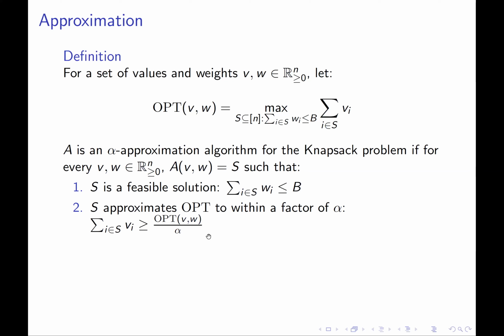So if we have a 2 approximation algorithm, that means our algorithm is always guaranteed to find a solution that achieves at least half of the optimal social welfare. If we have a 3 approximation algorithm, that means our algorithm is always guaranteed to get at least a third of the optimal social welfare. In general, alpha is going to be some number bigger than 1. It's got to be bigger than 1 if it's going to be a polynomial time algorithm, because exactly optimizing is NP hard. And smaller values of alpha are better than bigger values of alpha. We would prefer a 2 approximation to a 3 approximation.